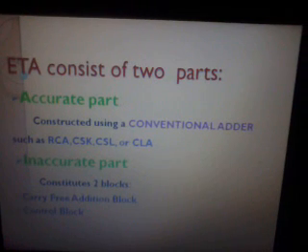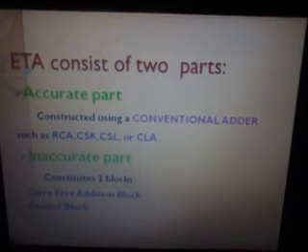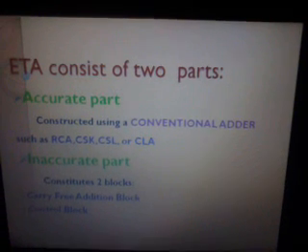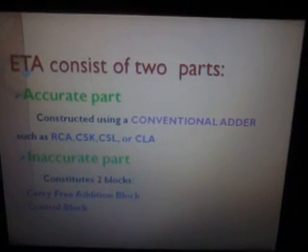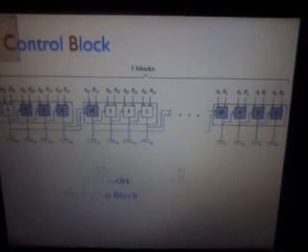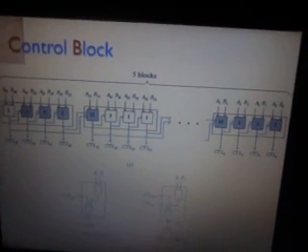The first part is the accurate part, which is constructed using a conventional adder such as RCA, CSK, CSL or CLA. The second part is the inaccurate part, which consists of two blocks: one is the carry free addition block and the second one is the control block. This is the control block.